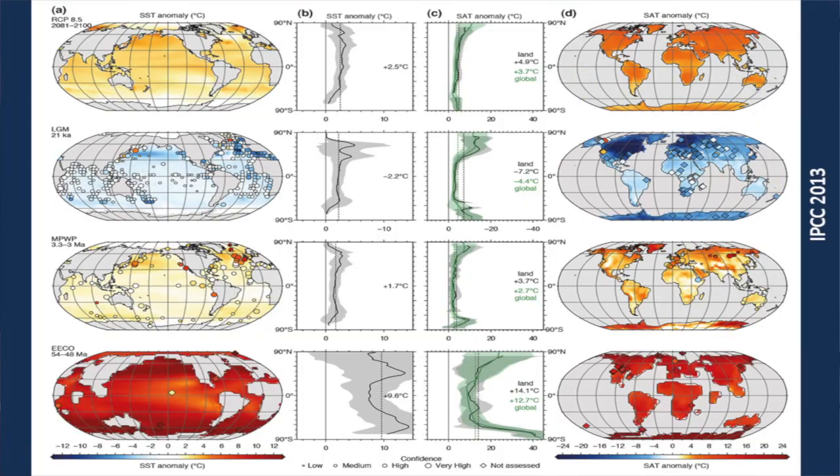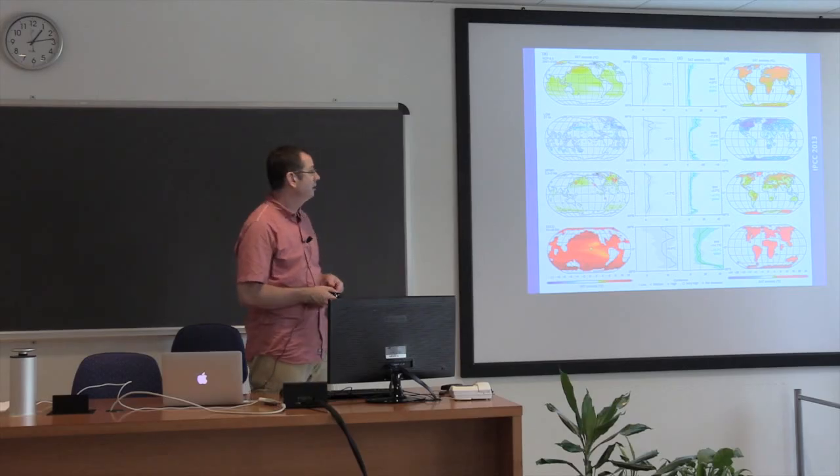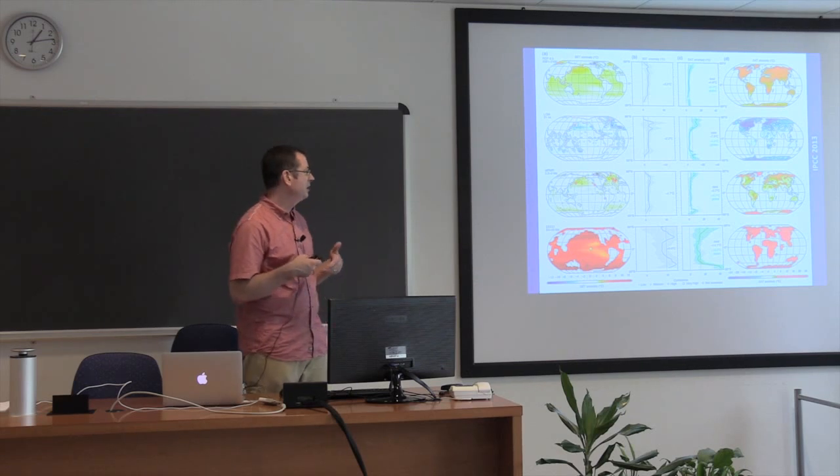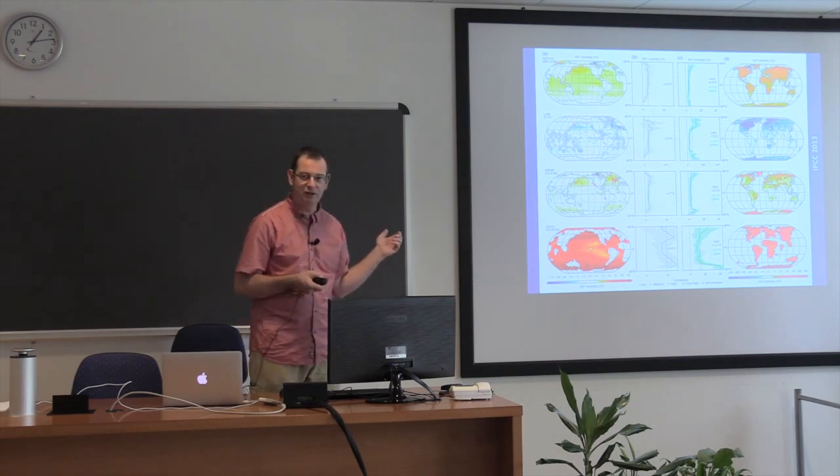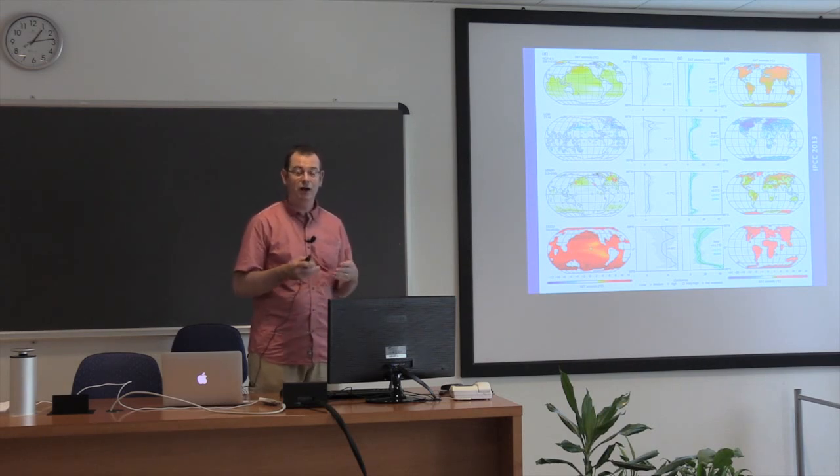So in the 2013 report, there was a section on paleoclimate, basically coming to the result that a lot of the changes that we know about in the Last Glacial Maximum and the warm periods 3 million years ago and 55 million years ago are, on a large scale, reproducible by climate models.